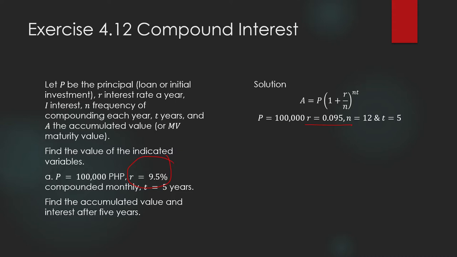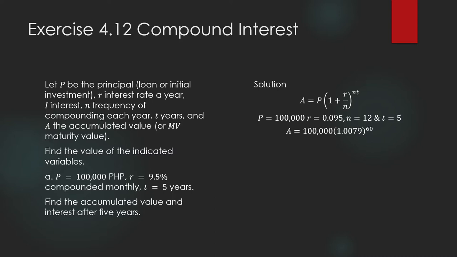N is 12. N is the frequency of compounding each year. The problem says the loan or the interest is compounded monthly. So we have 12 months in a year, which means N is equal to 12 and T is equal to 5.